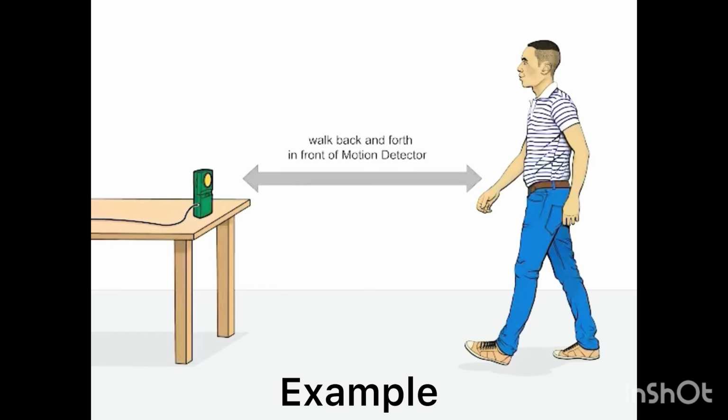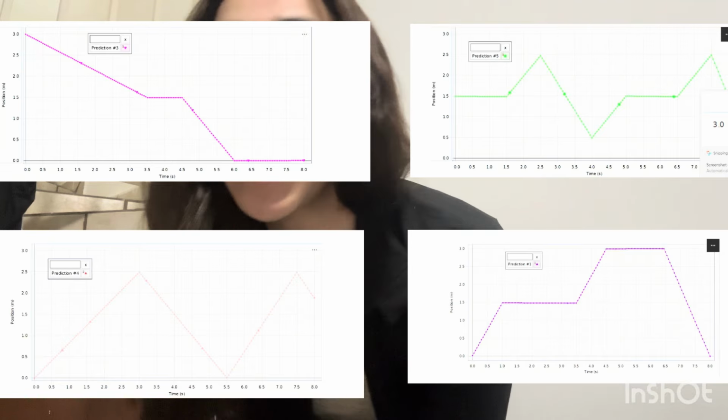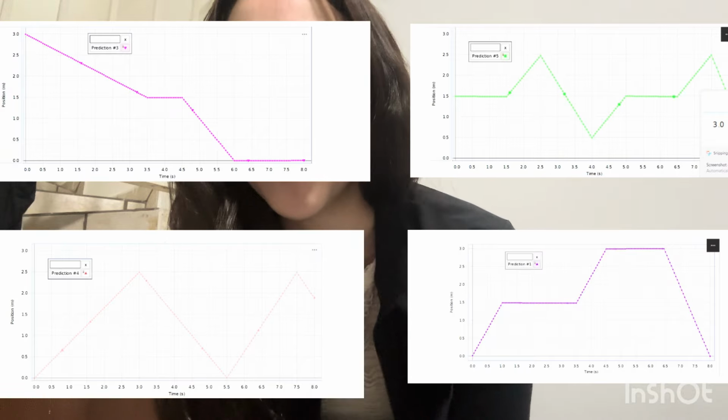So a big takeaway from this lab is that motion can be represented on a position versus time graph, and I learned that a flat line means no movement, and also that a positive slope means moving away and a negative slope means moving toward the sensor, and that we learn how a motion sensor collects real-time data and turns physical movement into a graph.